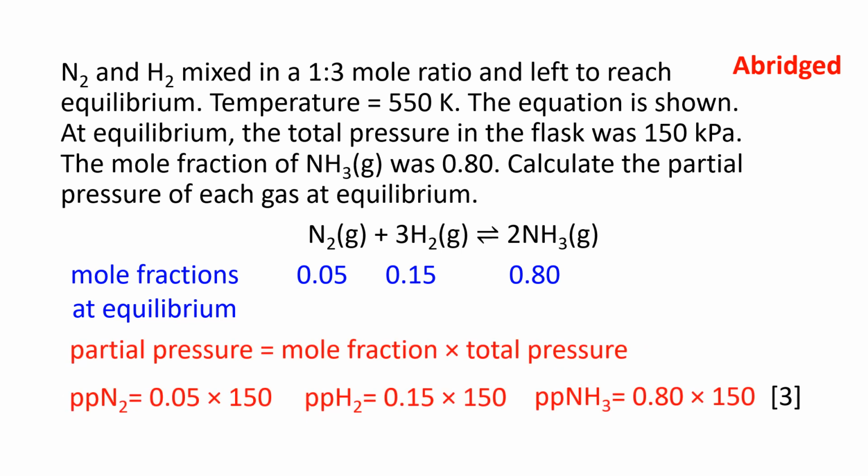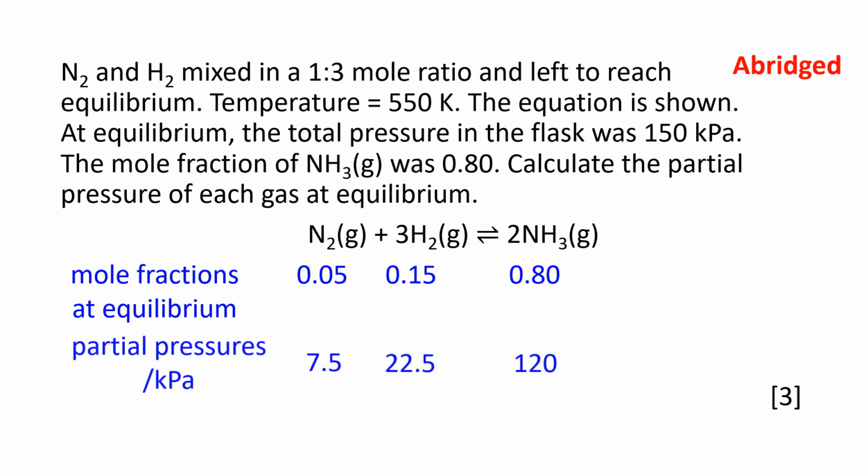Partial pressure is calculated by multiplying the mole fraction of each substance by the total pressure. The partial pressure of each component in the equilibrium mixture is shown here, and this part of the question is now complete.